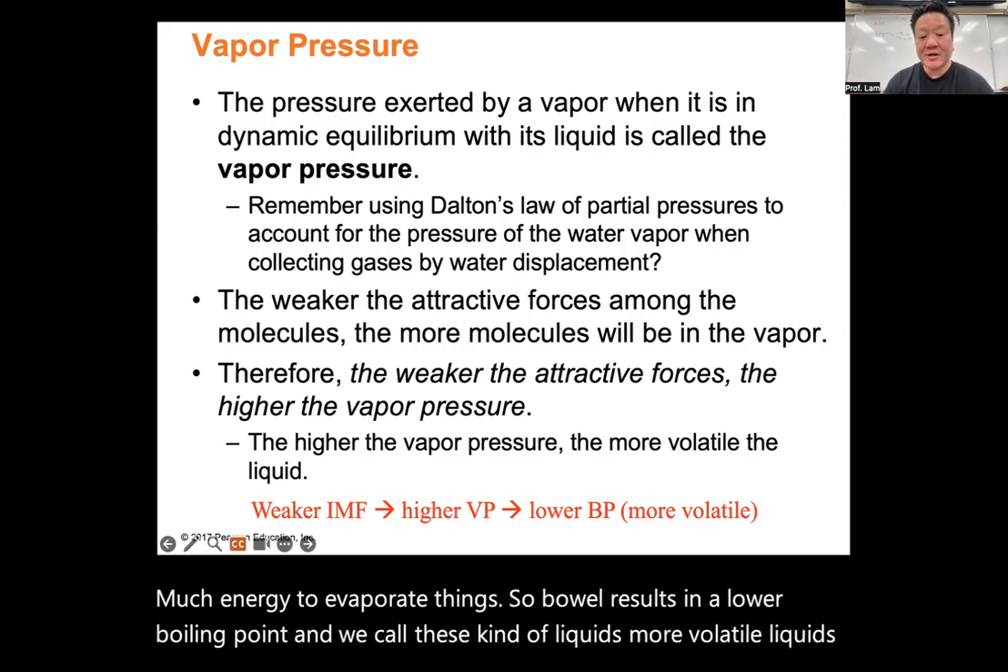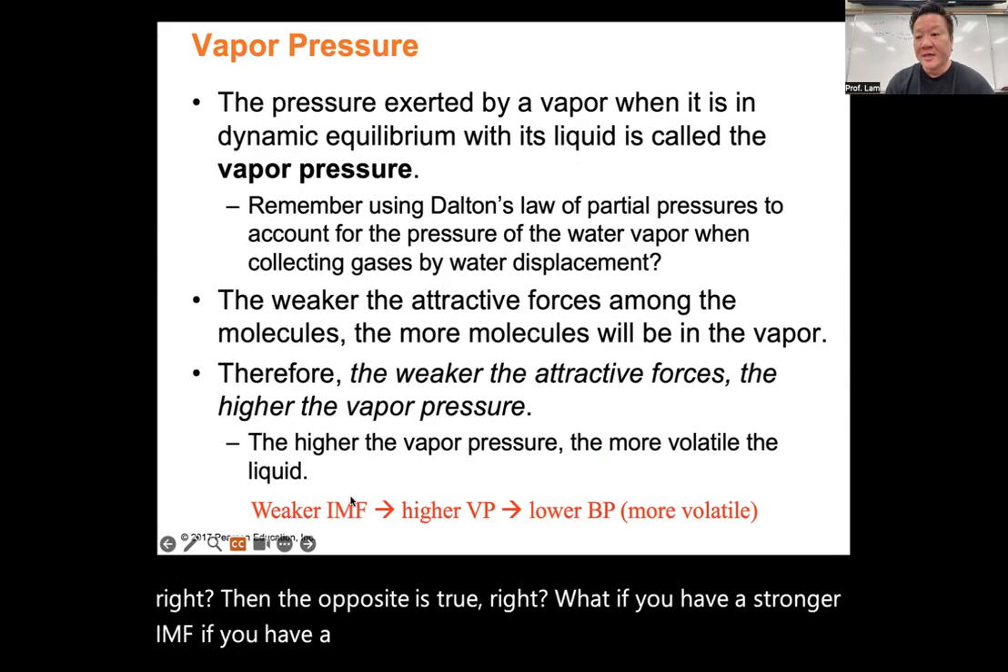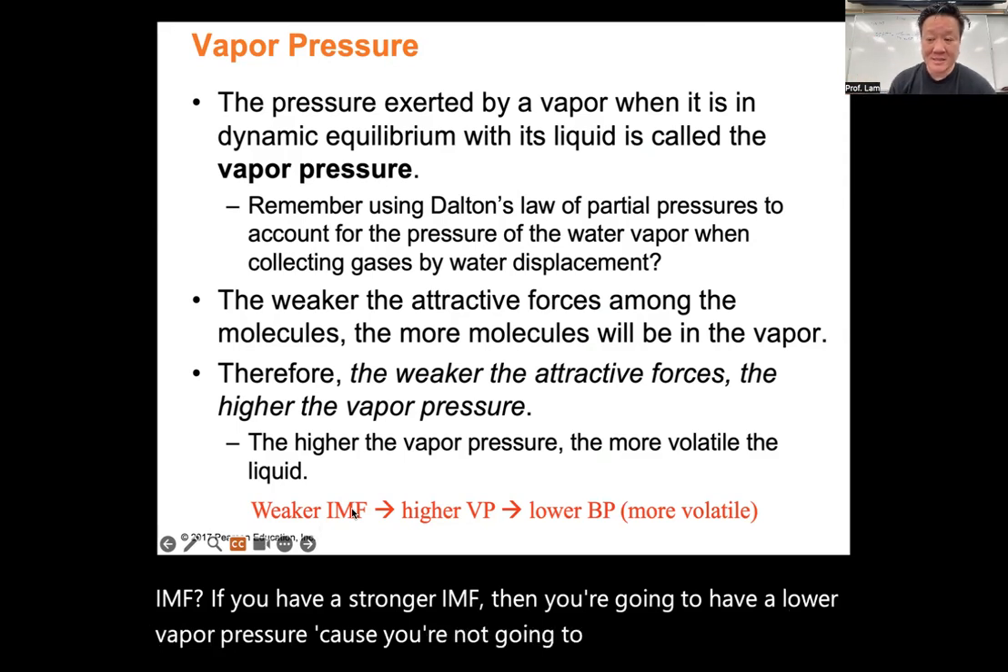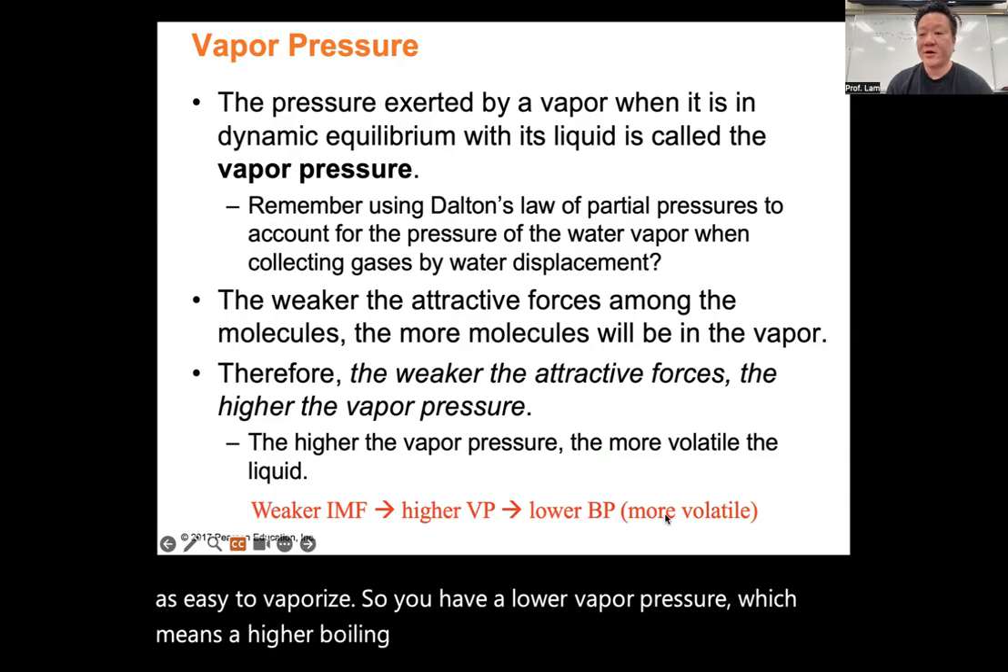Then the opposite's true, right? What if you have a stronger IMF? If you have a stronger IMF, then you're going to have a lower vapor pressure because it's not going to be as easy to vaporize. So you have a lower vapor pressure, which means a higher boiling point, and therefore a less volatile liquid.